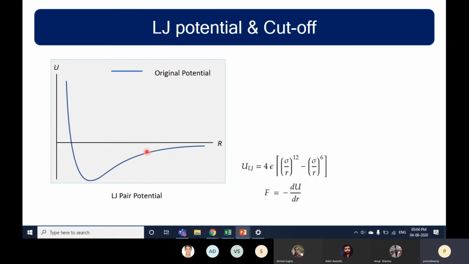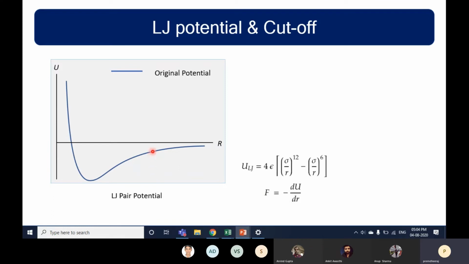The advantage of using this curve is that it tells us the amount of force that we experience between the particles if their separation distance is known. This is the potential and this is the separation distance of the particles. If we know the separation distance, we know the potential existing between the particles. And if we know the potential, we can simply take the negative gradient of the potential to obtain the force.